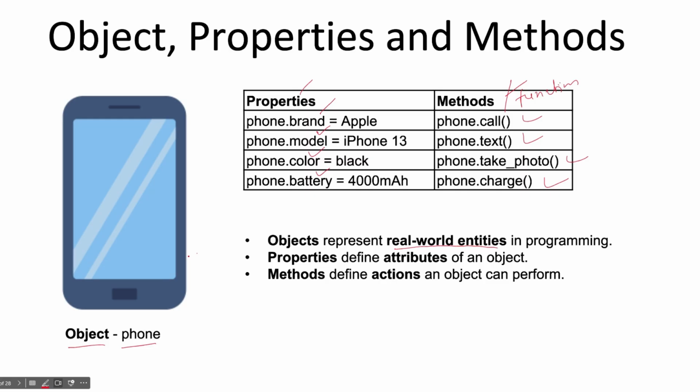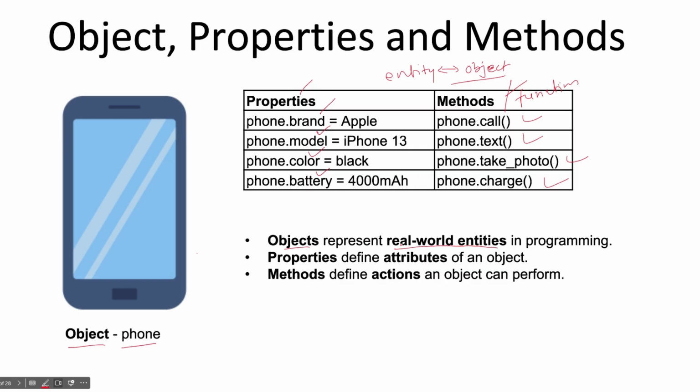Faculty, government officer, police officer, each of them is an entity, right? So these entities are represented by objects. Entity and object are interchangeable words. Both are similar words, right?